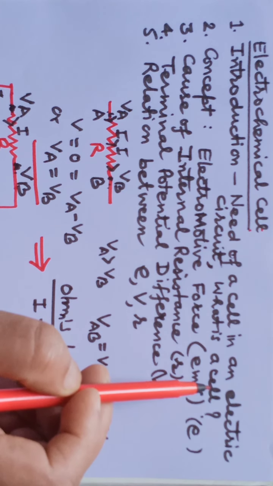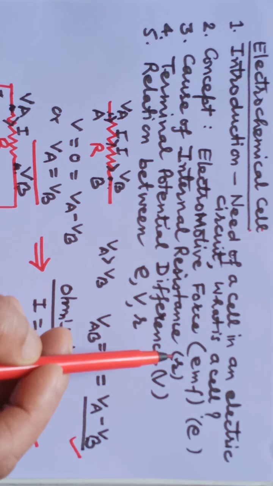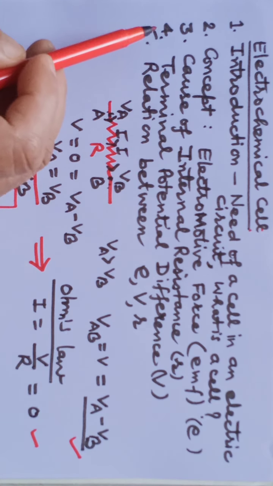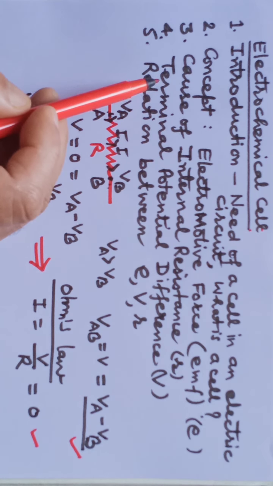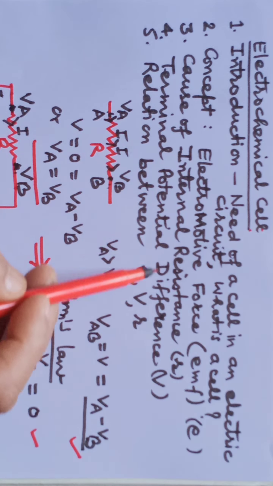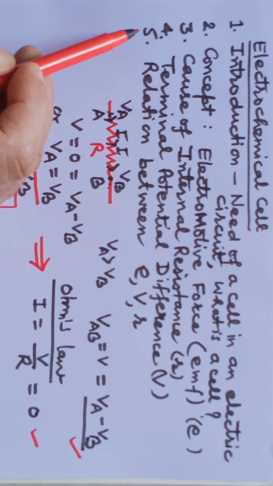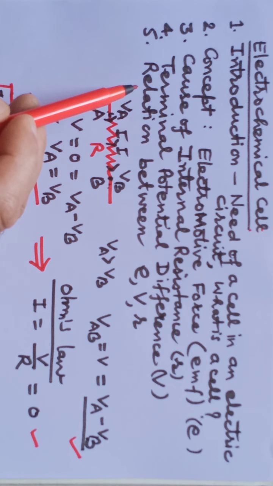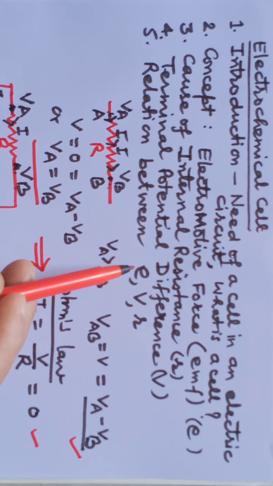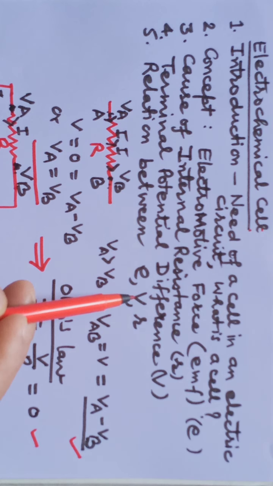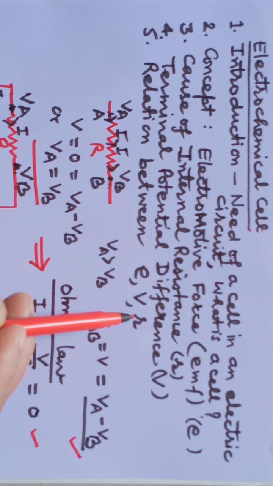Next, we shall try to understand what is the cause of internal resistance. Next, we shall try to understand what is terminal potential difference across the cell. And finally, we shall develop a relationship between EMF E, terminal potential difference V, and the internal resistance R.